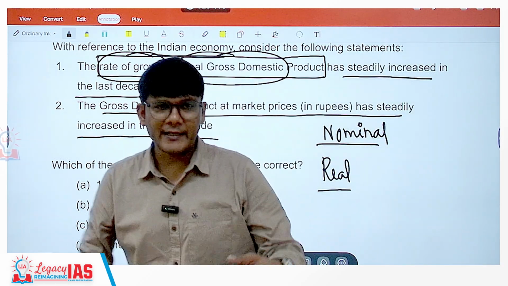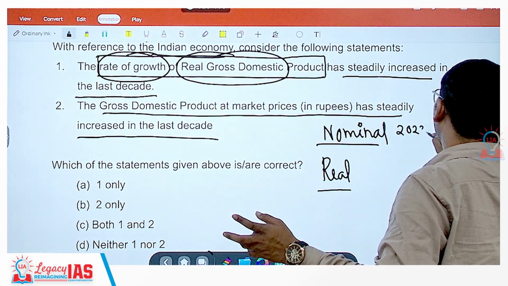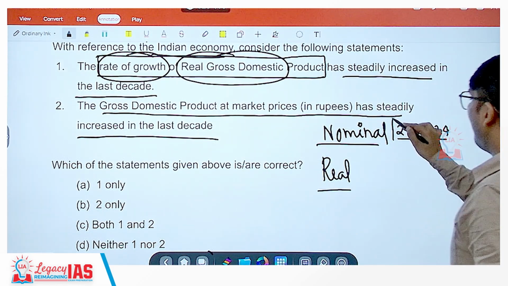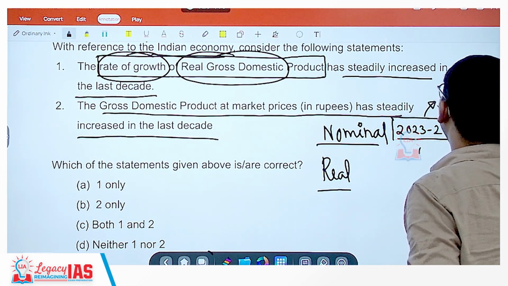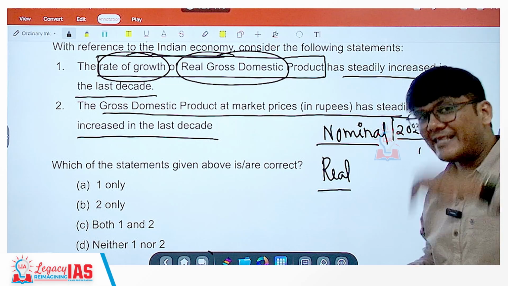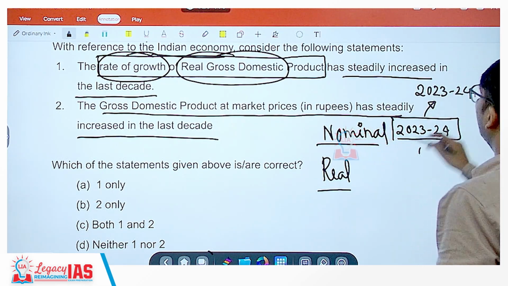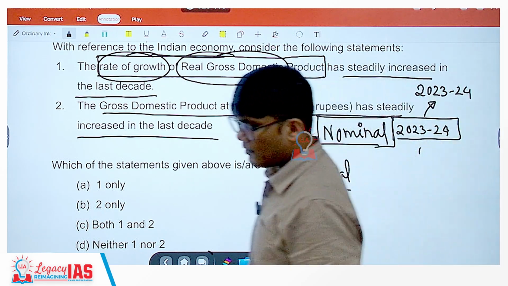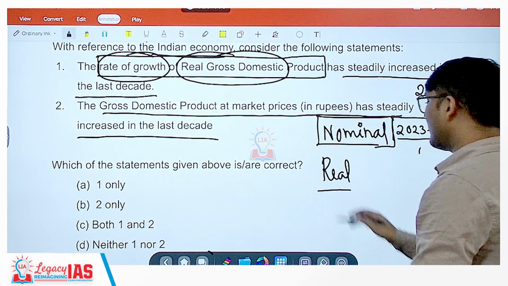Nominal as in, if you are calculating the GDP for the year 2023-2024 at the price or at the rate prevailing in that particular year, that is 2023 and 2024, then that GDP is your nominal GDP. Right? Because I'll tell you why. Before that, let's understand what's real GDP.